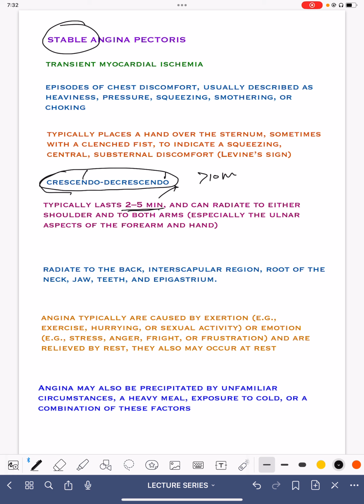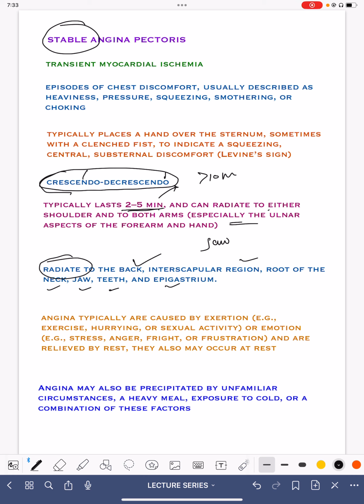But in stable angina, it typically lasts for 2 to 5 minutes, and it can very commonly radiate to either extremity, right or left upper extremity. It can also radiate to the jaw, and it is very rarely seen below the epigastric region. Radiation to the back is common, the interscapular region is common, towards the root of the neck, jaw, teeth is common, and up to the epigastric region is common. It's not compulsory to have this radiation, but the patient may have radiation of the pain toward these areas.